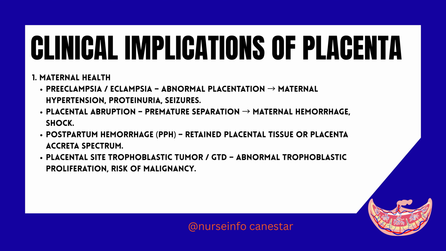Velamentous cord insertion: umbilical cord inserts into membranes instead of placental mass, increasing risk of vasa previa and fetal bleeding. 6. Tumors and neoplastic disorders. Chorioangioma: benign vascular tumor of the placenta. Large tumors may cause polyhydramnios, preterm labor, or fetal anemia.